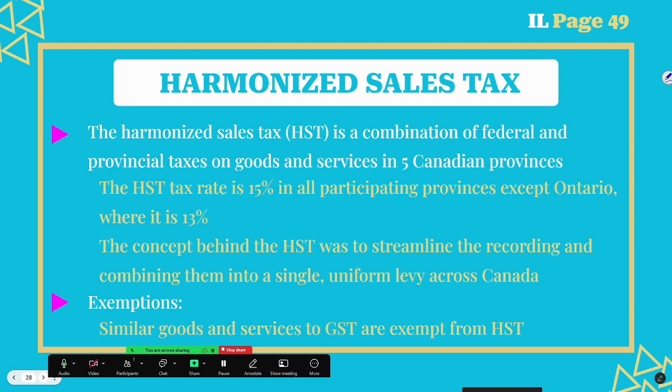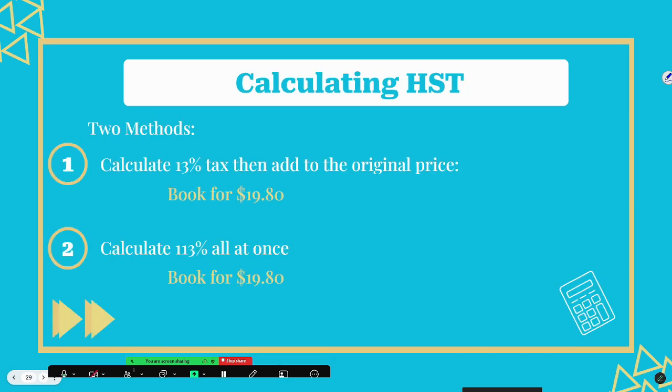We alluded to some of those exemptions. There are similar goods and services to GST that are exempt from HST as well. When we get into calculating HST, there are two methods for doing so. The first method is you want to calculate 13% tax, and then you add it to the original price. You're figuring out just the tax and adding it to the sales item.